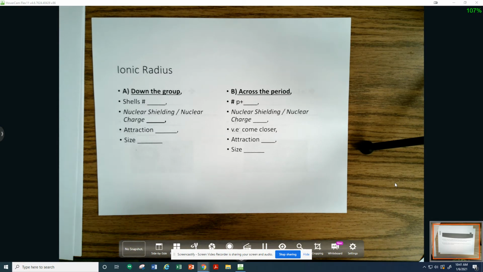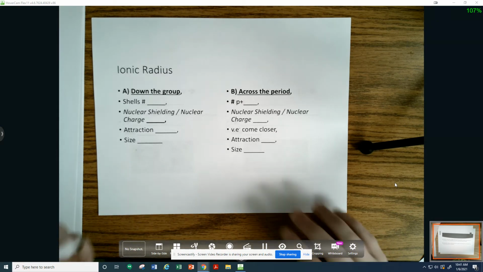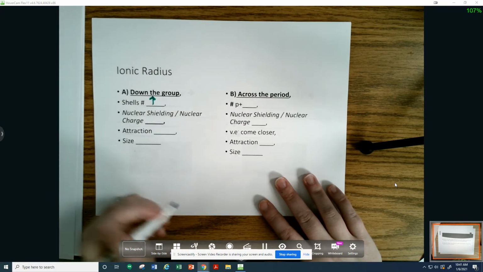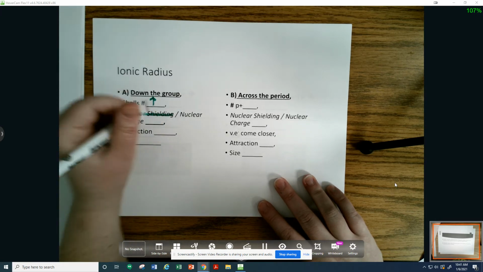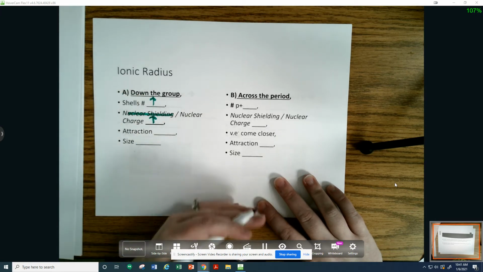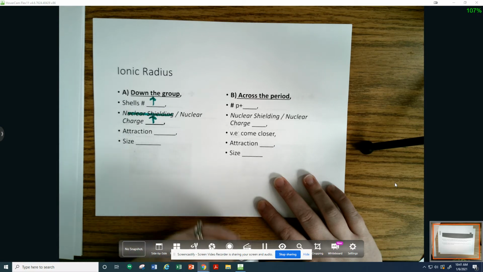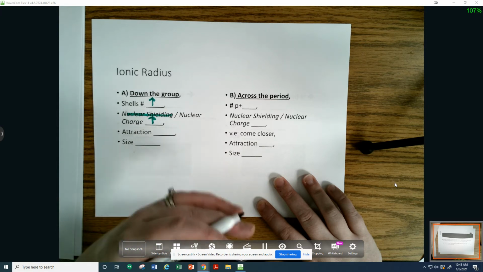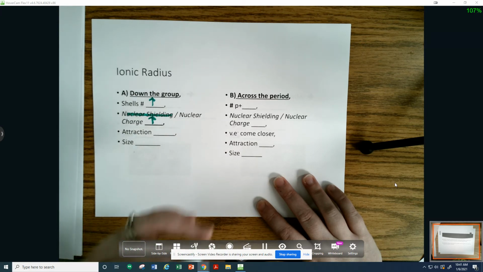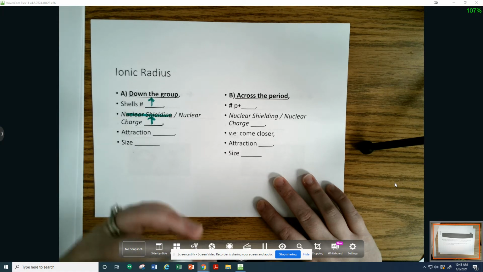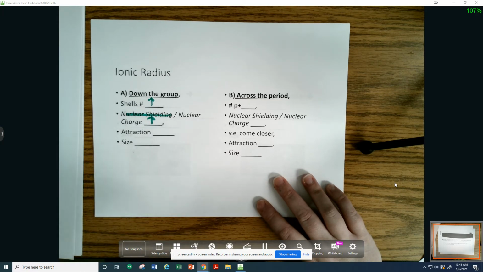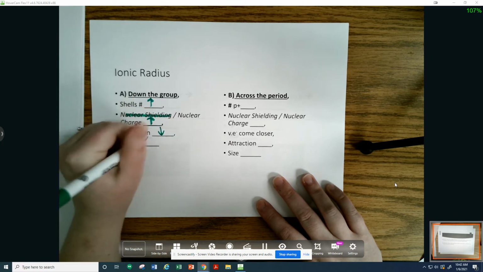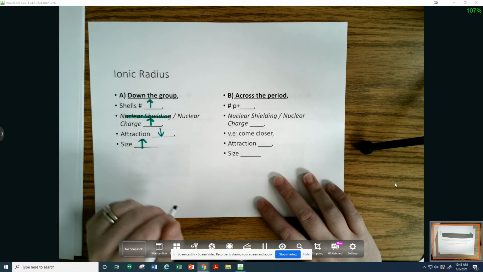As we go from the top of the periodic table to the bottom, just like atomic radius, our shells increase. We have more energy levels moving down. That means nuclear shielding is also going to increase. Again, that shielding effect is essentially telling us that those electrons are getting further out from the nucleus, and those barrier electrons, the electrons found between the nucleus and the valence electron shell, provide shielding so the valence electrons don't feel that attraction. So attraction goes down, which means the size will increase.